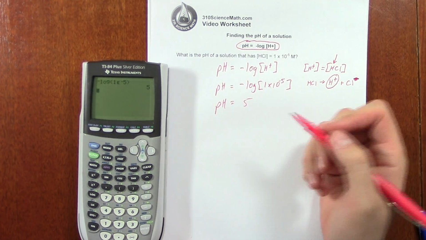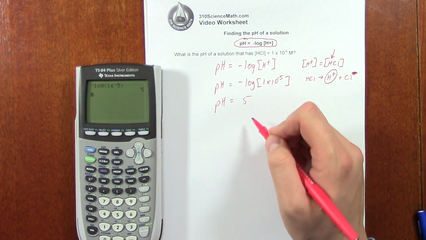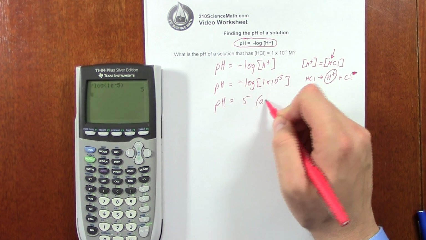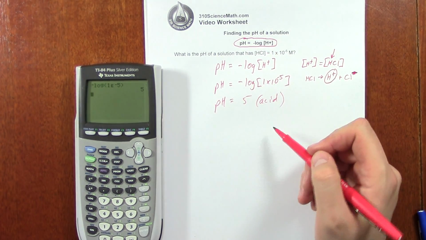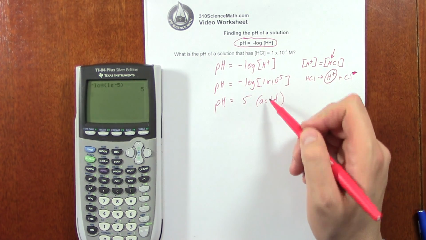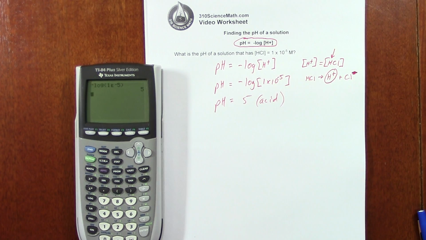And we know that the solution must be an acid. A solution with a pH of 5, we know that it's an acid. Obviously we're adding an acid, but in case you didn't know that HCl was an acid, you can tell by the pH because the pH is less than 7. So that's how you find the pH of a solution.